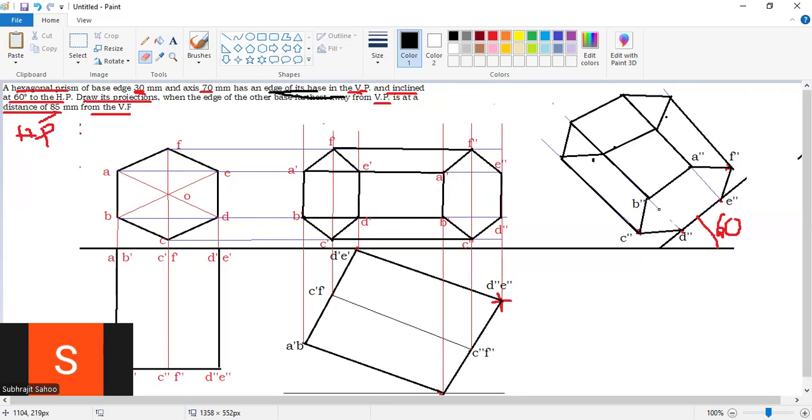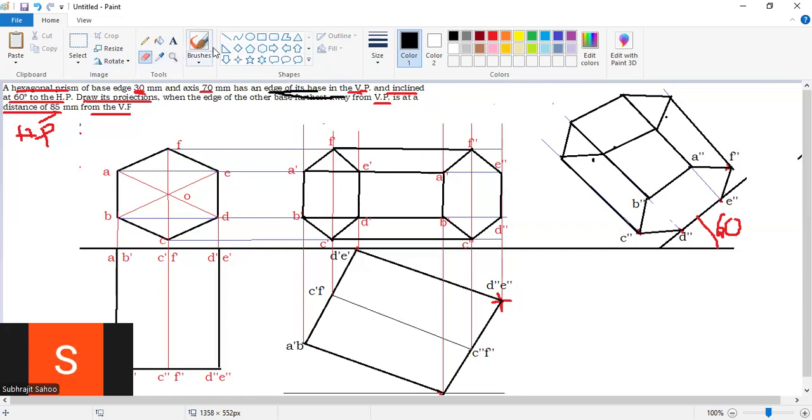Okay, big size eraser came. Huh? What is the problem? Okay, observe, sir. You can erase also. Okay, no problem.